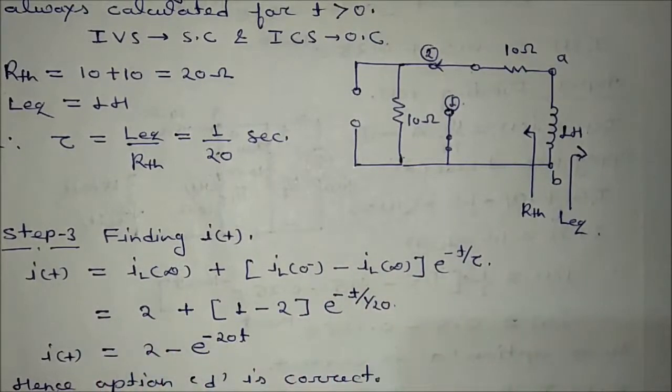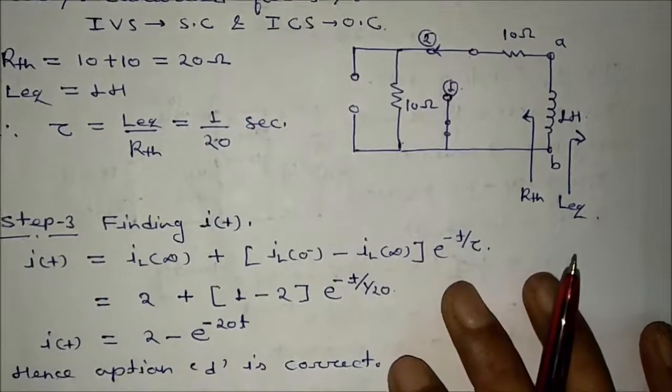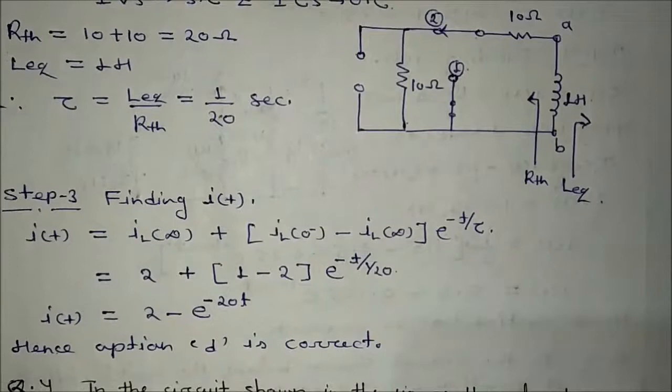You just put it here. You will get 2 minus e to the power minus 20t, and this is what? The option D is what? Correct. Okay. So what are you concluding here?